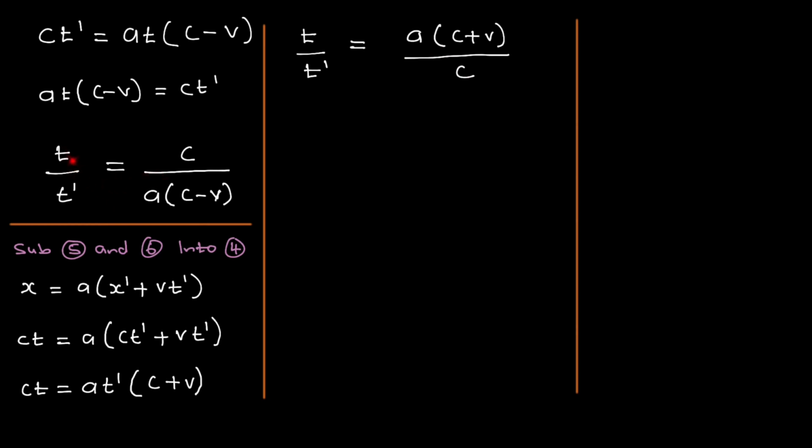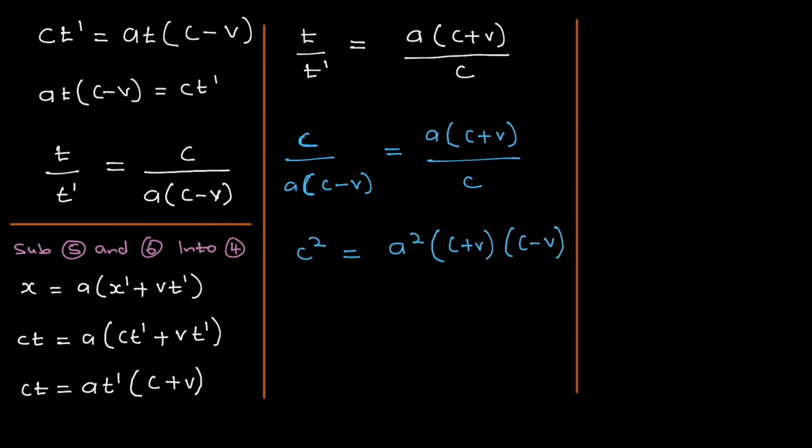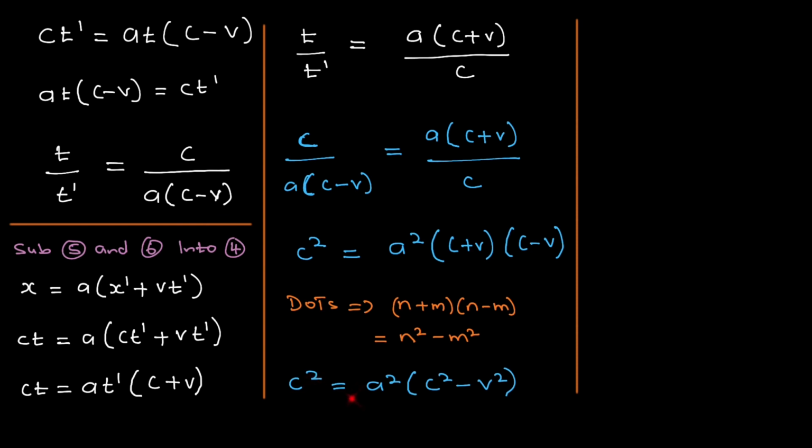And t over t prime is equal to a (c plus v) over c. We're going to equate these two equations together since these ratios are the same, so that will be equal to that. Now we multiply both sides by c to get rid of that denominator, and multiply both sides by a (c minus v) to get rid of that denominator, and that's what we get. But we do remember the difference of two squares: if you have (m plus n)(m minus n), that will be equal to m squared minus n squared. We have the same here, so that will be equal to c squared plus a squared (c squared minus v squared).